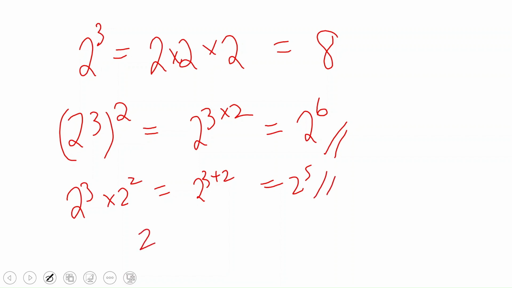And then we have 2 to the power 3 divided by 2 to the power 2, which will be 2 to the power 3 minus 2, which is equal to 2 to the power 1. Yeah, those are the main properties of exponents.